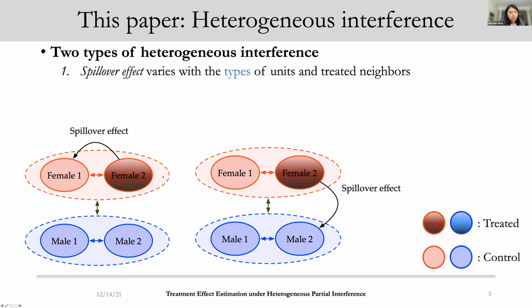In these two illustrations, four students are friends with each other. Two of them are female and two of them are male. The darker color denotes the treatment, and the lighter color denotes control. The first type of heterogeneity is that the spillover effects may vary by the gender. And the second type is that the spillover effects may also vary by whether the student has the same gender as the treated friends or not.